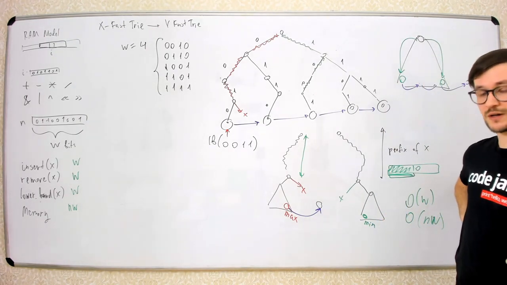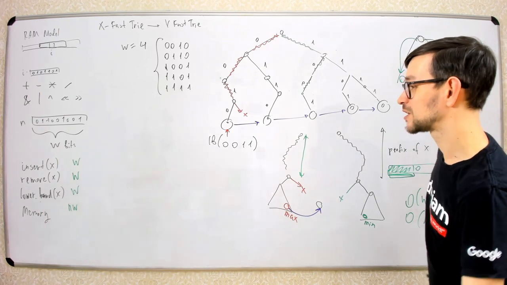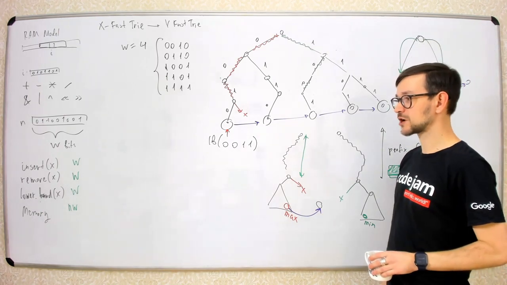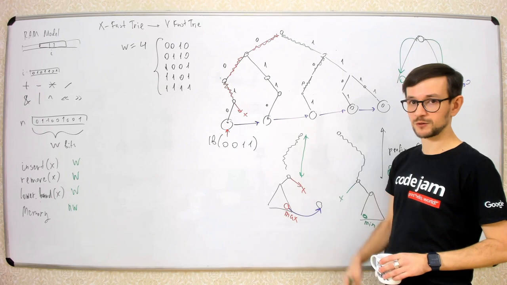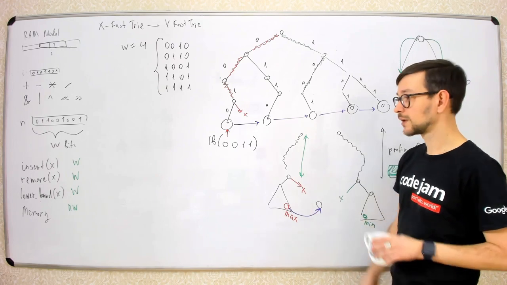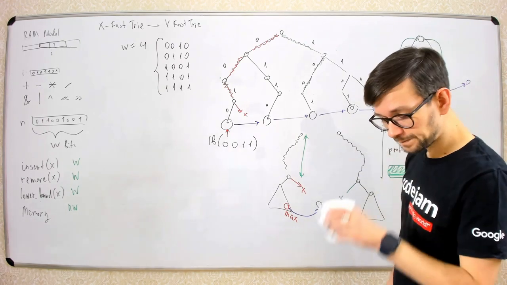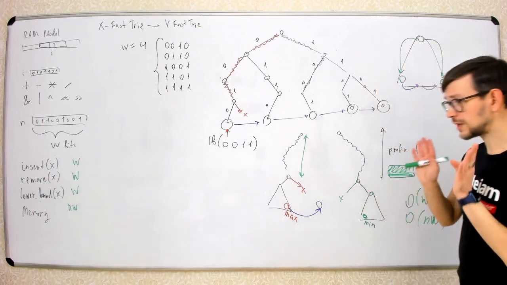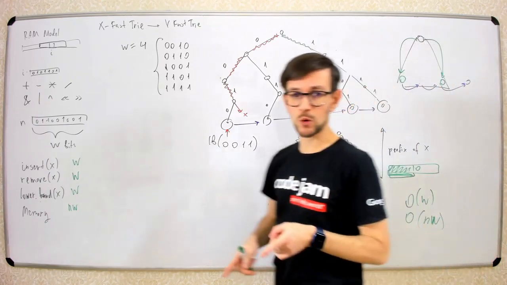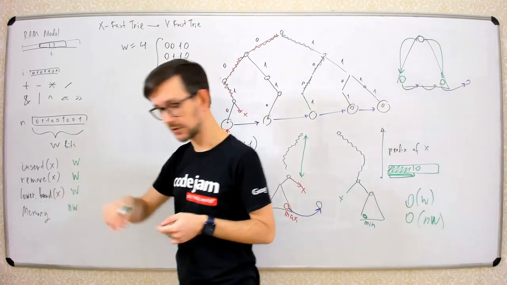That's not what we expected. We tried to build a threshold for log W, but now we have W. W is more than log W, right? So let's fix it. The first thing we'll fix is this lower bound time complexity.